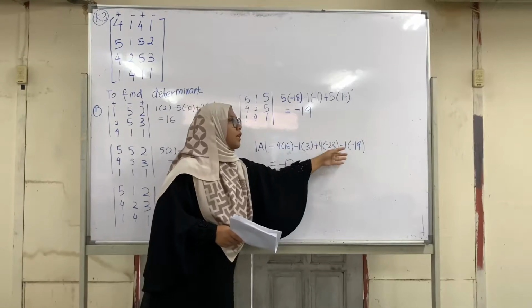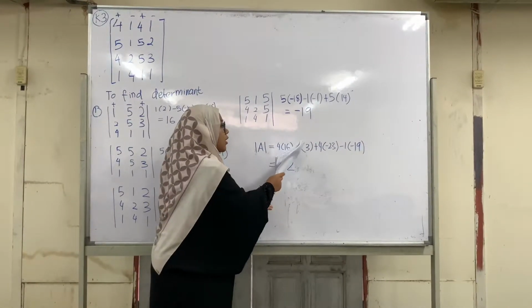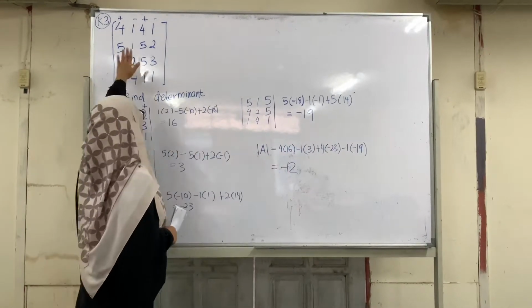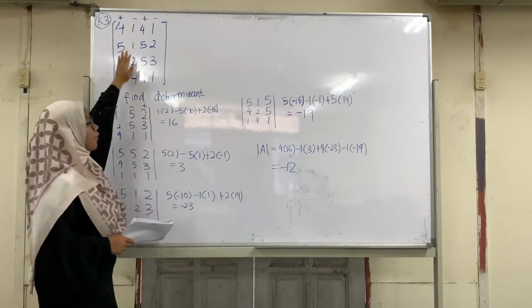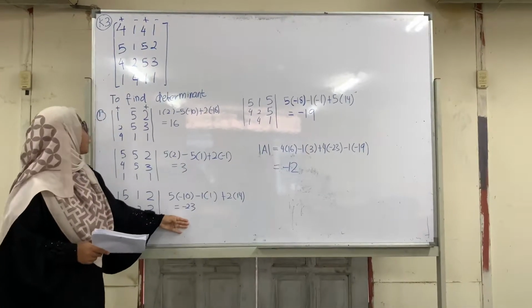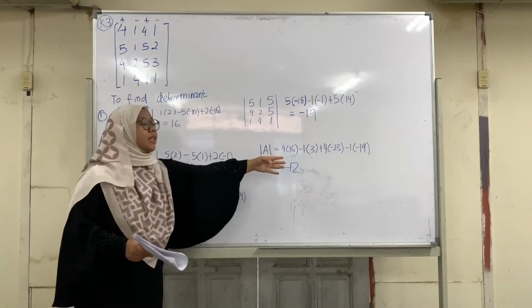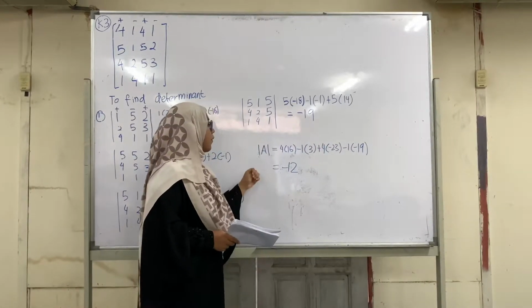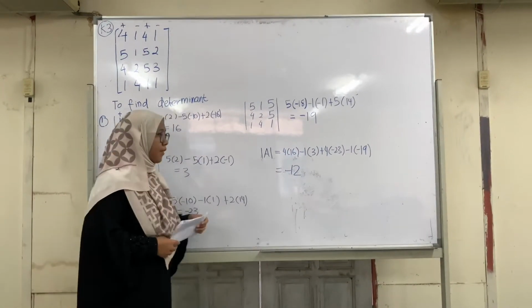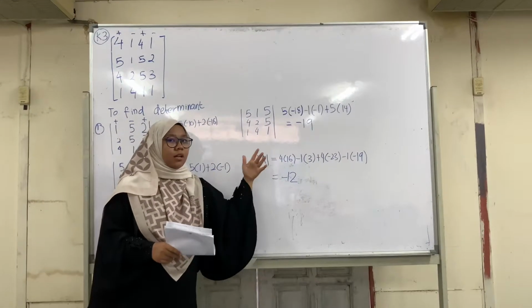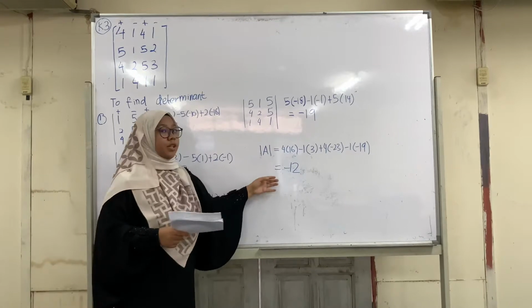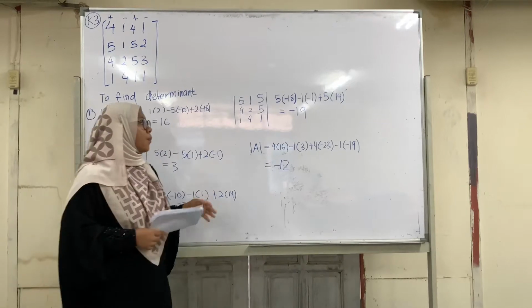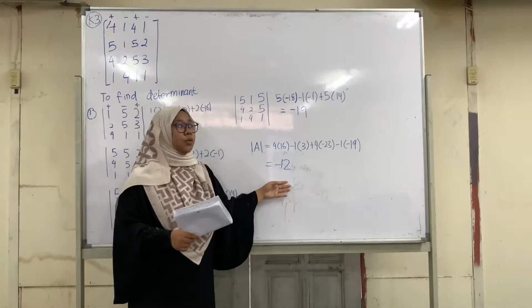So when we want to calculate the determinant, we need to consider the symbol. So we multiply 16 by positive 4, 3 by negative 23. We multiply it by positive 4, and negative 19 we multiply by negative 5. So when we calculate it, the final determinant is negative 12. So if we want to confirm that our determinant is correct, we need to repeat all the steps for each row. So now we will proceed to the other steps.